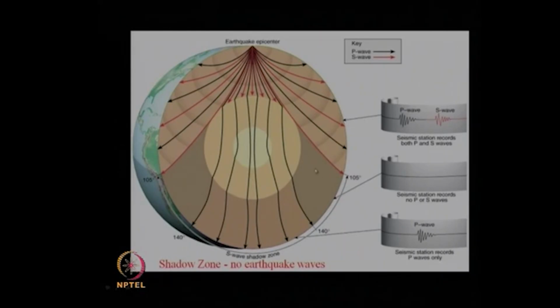That is why there are no black arrows and no red arrows in this region, whereas here it is only the S wave shadow zone. So, there are no red arrows, but P waves can arrive, passing through the various phases of the Earth's interior: solid, liquid, solid, and again liquid, and then solid. So, P waves arrive, but no S wave arrives here.